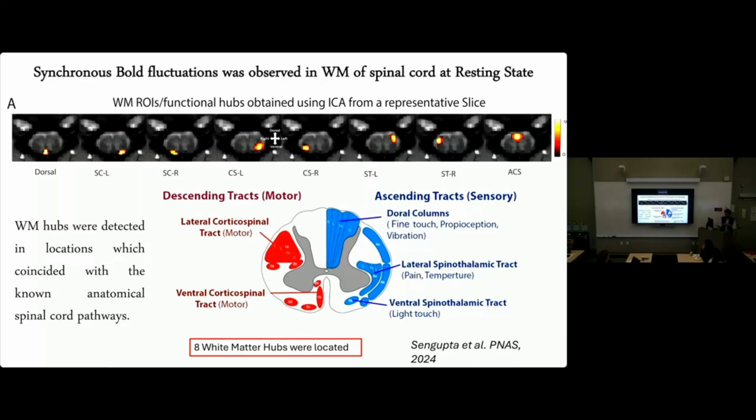I would like to refer to Kinani's group work, Dimitri's work here, that they also had shown that there are certain tracts which are found using their model in the white matter region. So we found very fine-grained neural architecture in the white matter part of the spinal cord using ICA. And this actually matched with the location of the anatomical tracts that we know in humans.